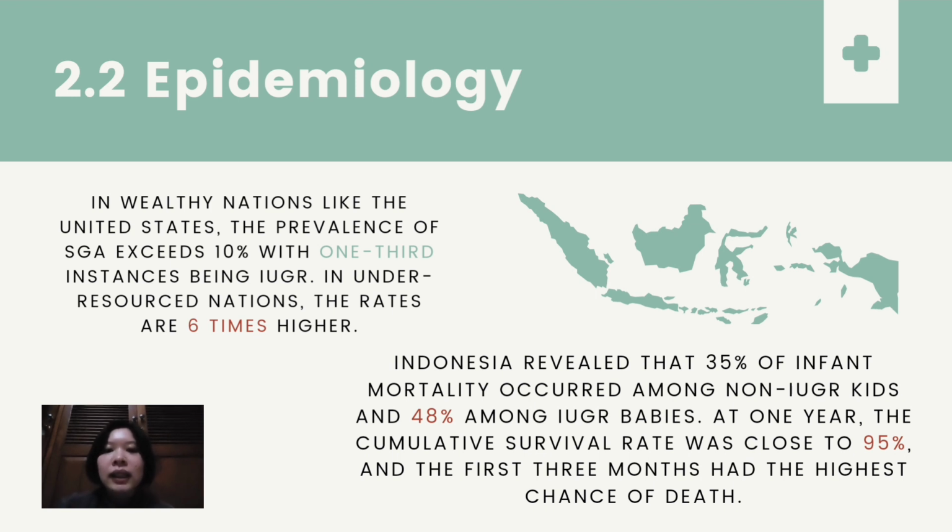Despite uncertainties around the small sample of preterm newborns, a cohort research conducted in Tanjung Sari, Indonesia, revealed that 35% of infant mortality occurred among non-intrauterine growth restriction kids and 48% among intrauterine growth restriction babies. At 1 year, the cumulative survival rate was close to 95%, and the first 3 months had the highest chance of that. That's all from me.